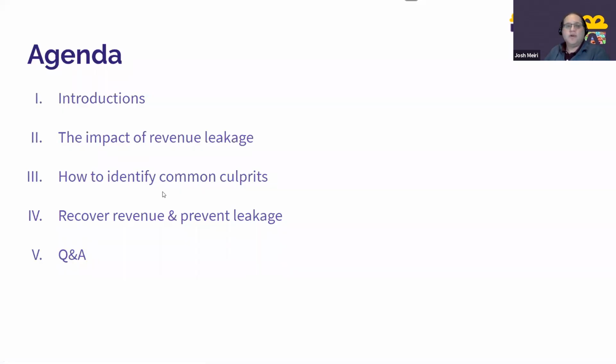So for our agenda, we're going to have a quick introduction of the panelists. We're going to talk about the impacts of revenue leakage and how to identify common culprits. And we'll talk about how to recover revenue and how to prevent leakage in the future. And of course, we will leave some Q&A time at the end.